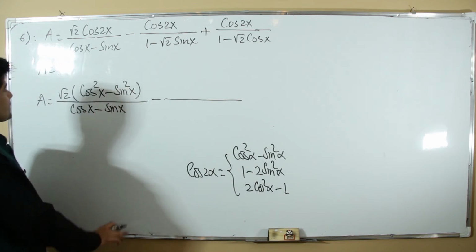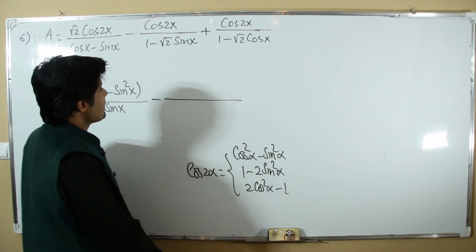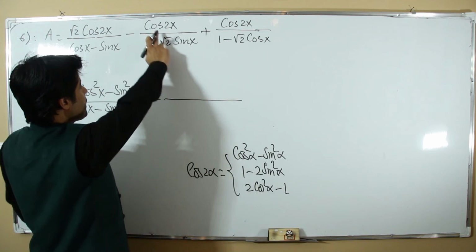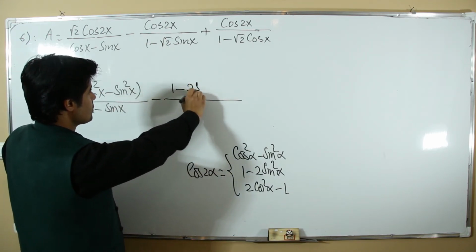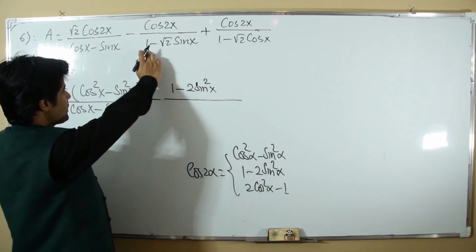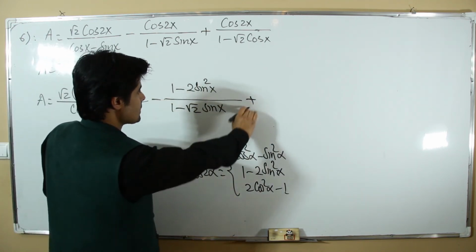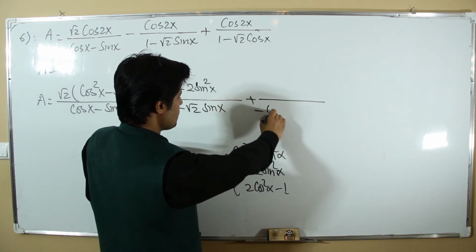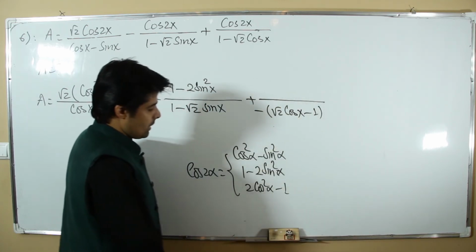Now for the first term we had cosine and sine, so I use the first formula. For the second one we have 1 and sine, so I will use this statement. Instead of cosine 2x, can I write 1 minus 2 sine square of x? Yes, we can do it. So what's in the denominator? 1 minus root 2 sine x plus, am I right? Yes. Now can I write this one as negative, root 2 cosine x minus 1? Yes, we can do it, because it will take this shape.